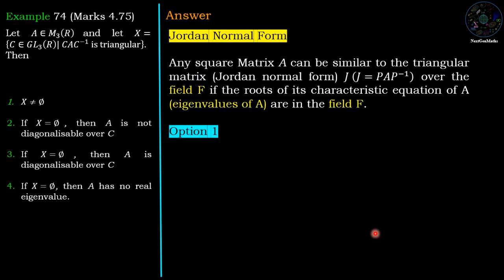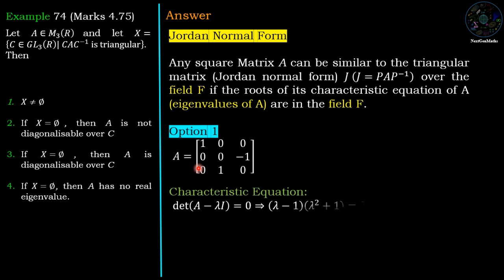So first option, which is about X not equal to the empty set. That means for any A, we would be able to find C such that CAC⁻¹ is a triangular matrix and C is an element of X. So for that, every matrix A would have real eigenvalues. But that is not possible. We can find a matrix A which has complex eigenvalues. Just for example, A = [1 0 0; 0 0 -1; 0 1 0]. It is not a triangular matrix, so it is not an element of X.